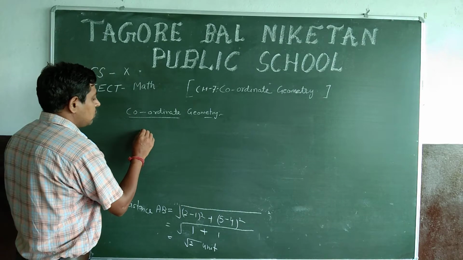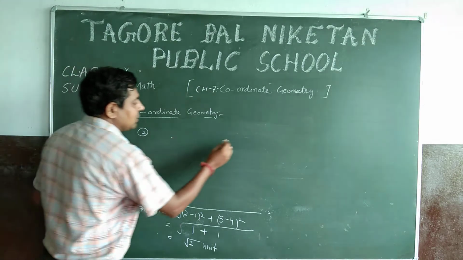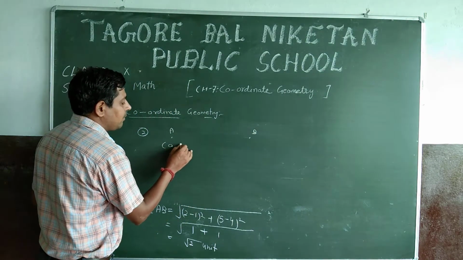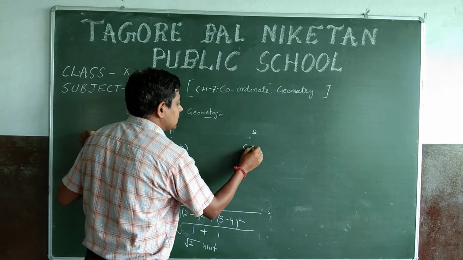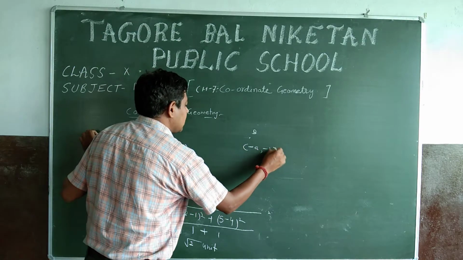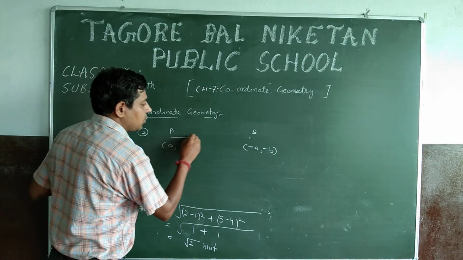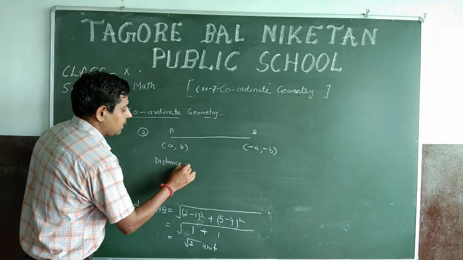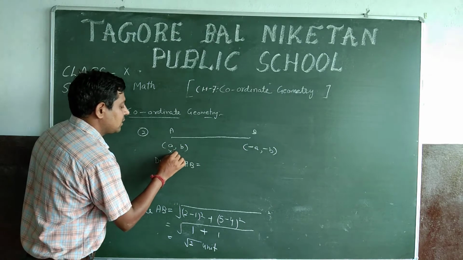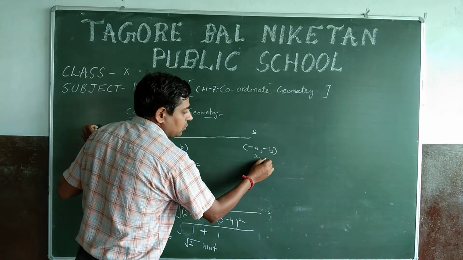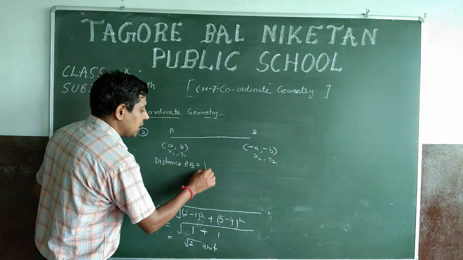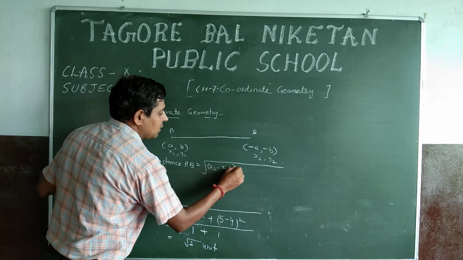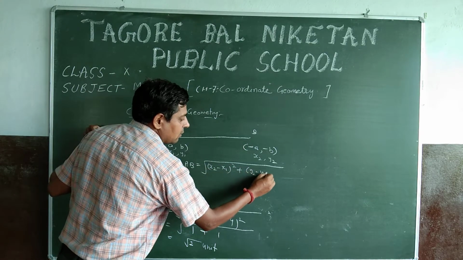Example number 2. How can we find the distance between these 2 points? Coordinates of A are a, b and coordinates of B are minus a, minus b. So distance AB: this is our x1, this is y1 and this is x2, this is y2. So how can we do it? Square root of x2 minus x1 whole square plus y2 minus y1 whole square.